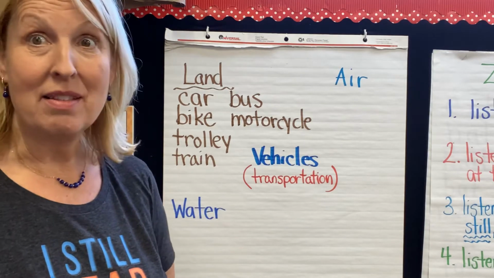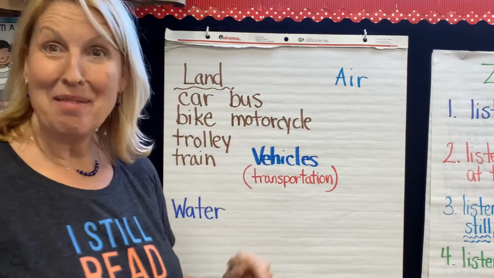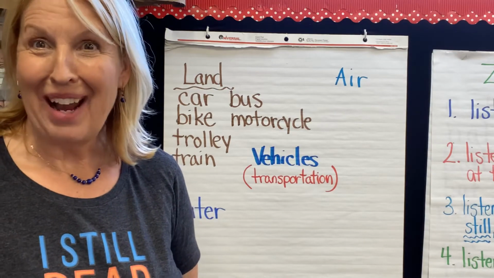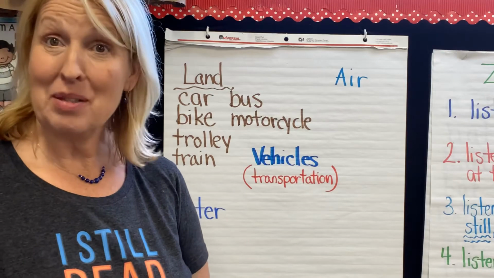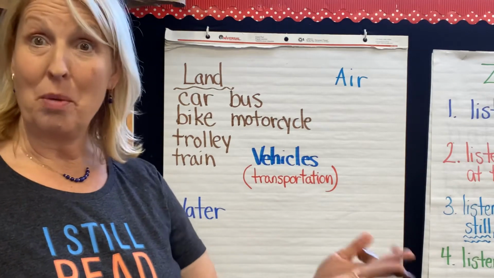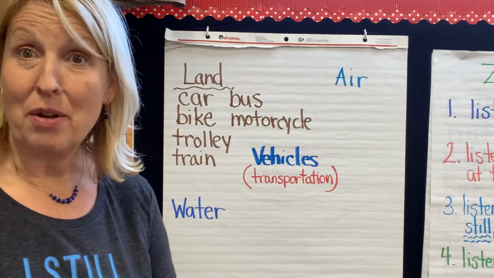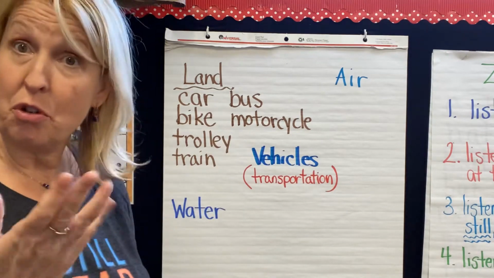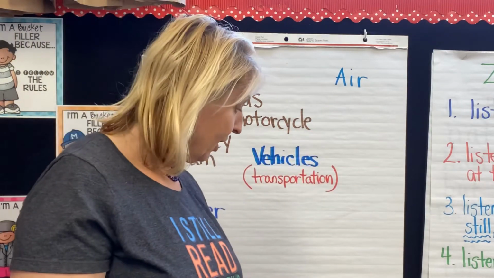Maybe you've seen someone use a skateboard. We can add skateboard there. Or roller skates, right? Or a scooter. Any of those kinds of things people use as well to get from one place to another on land. So we can add those if you want to. You can add those. I don't have a lot more room left, but you can add those or draw a picture of those. Our next category is air.